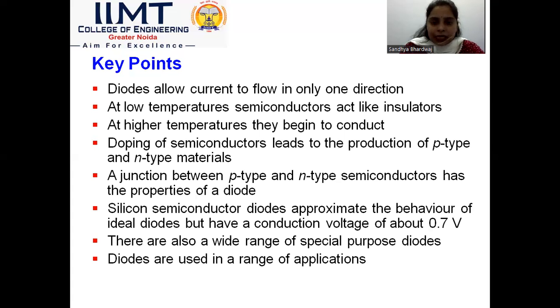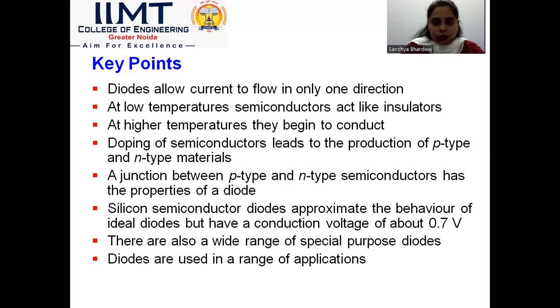A junction between p-type and n-type semiconductor has the properties of a diode. The p-type and n-type semiconductors have different properties, and when they meet they make a junction, that is the p-n junction. In the p-type, the majority charge carriers are holes, and in the n-type, the majority charge carriers are electrons. If an electron moves from valence to conduction band, it creates a hole, or a vacant space.